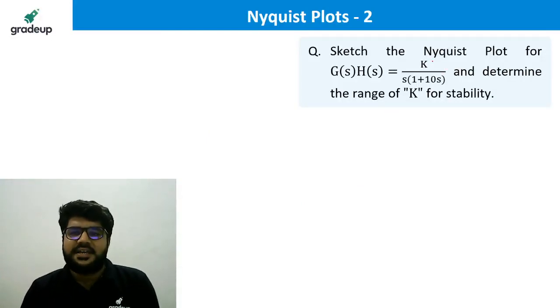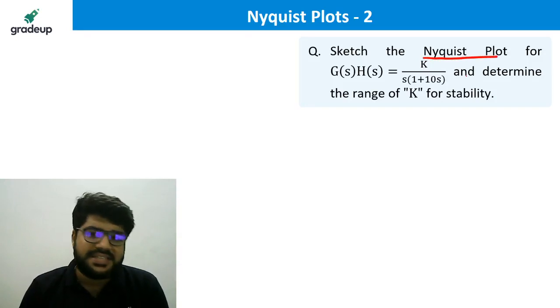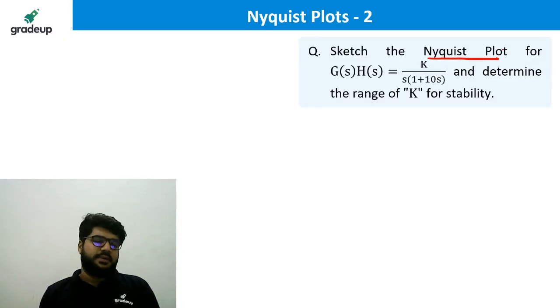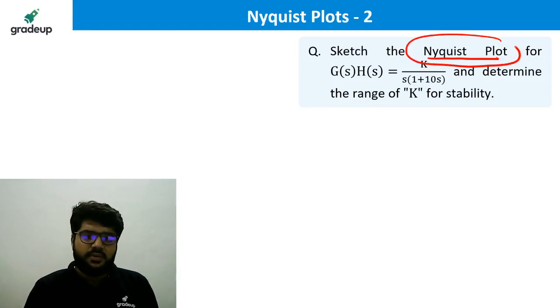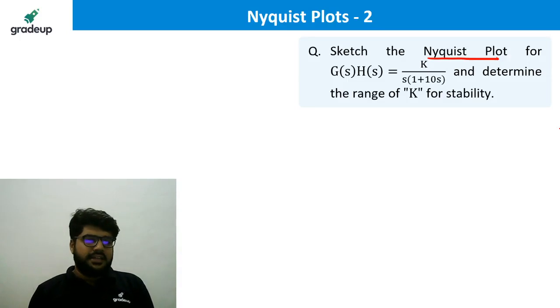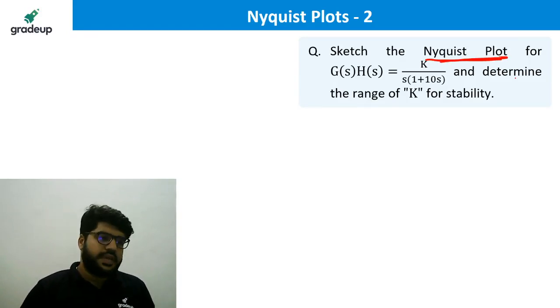Sketch the Nyquist plot for G(s)H(s) equal to K by s(1 plus 10s). You can try it by the conventional method also, Amit. It will come up the same. K by s(1 plus 10s). Now coming to the Nyquist plot, guys, and determine the range of K for stability. Range of K for stability.